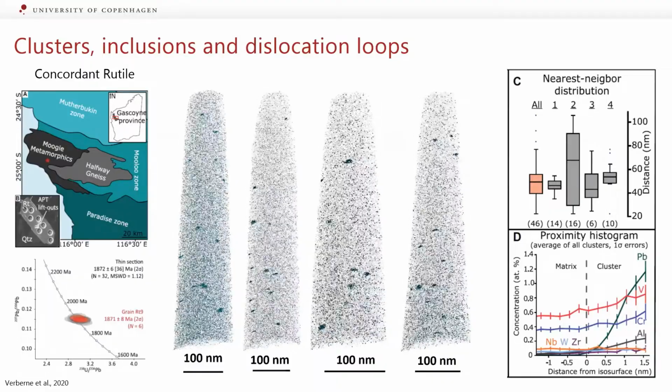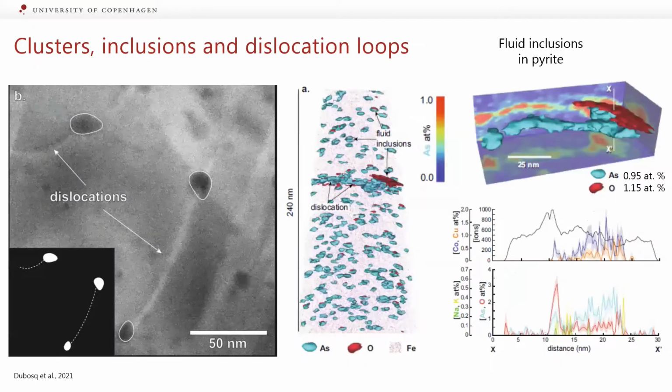Then on inclusions, so this is from Boskedal in 2021, and this also nicely shows the correlation from what you can do with TEM and atom probe when you combine it. So they were looking at fluid inclusions in pyrites that have a dislocation pinned on them, and what they were able to show is the transport of elements from the fluid inclusion along the dislocation.